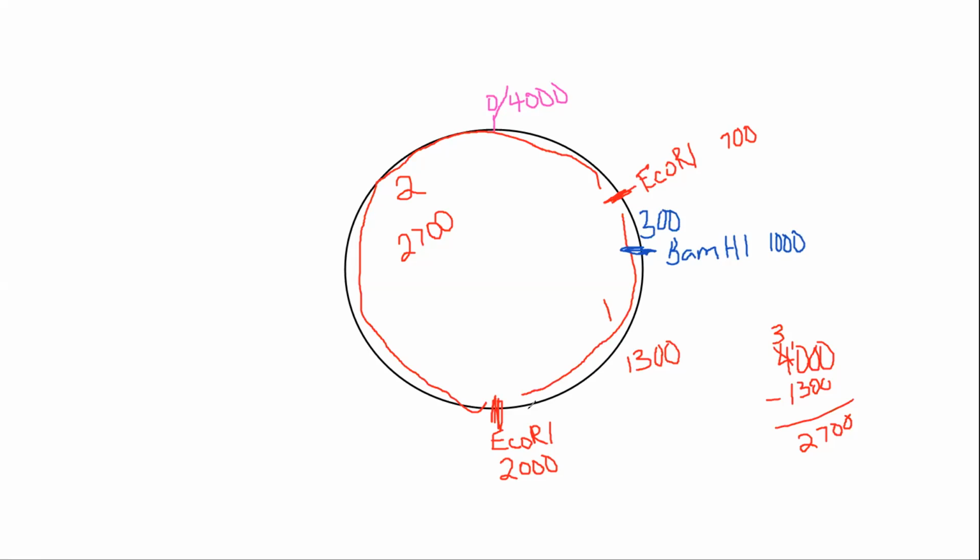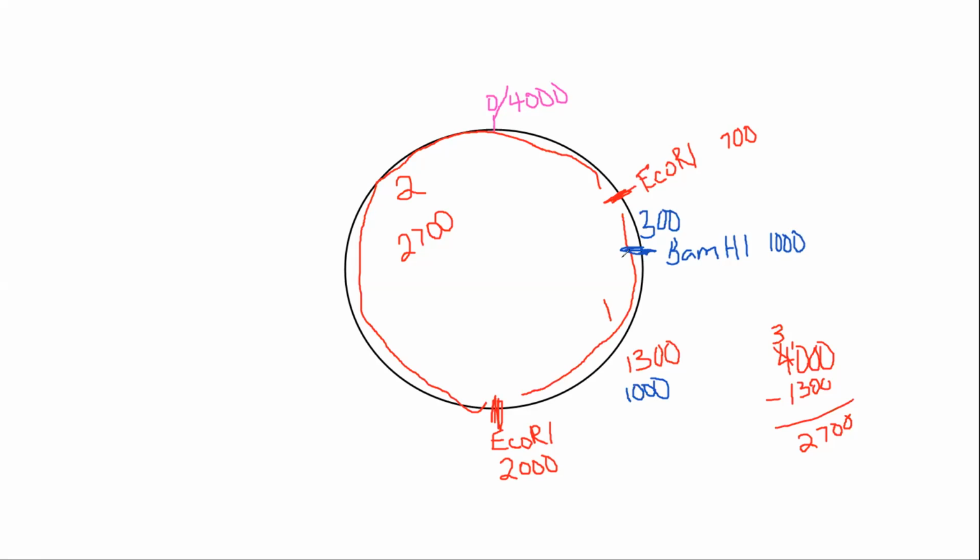And this piece down here, 2,000 and 1,000, is now 1,000. Which, if you think about 1,000 plus 300 added together, gives us the 1,300 that we had the first time. And that's when it asks the size of the strands for EcoRI and for BamHI. If it asks for both, you digested it with both.